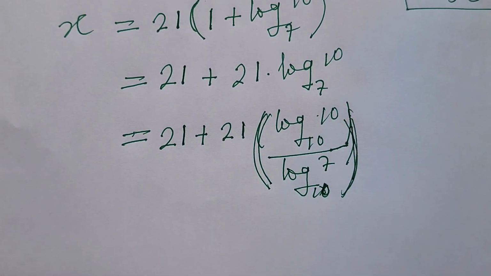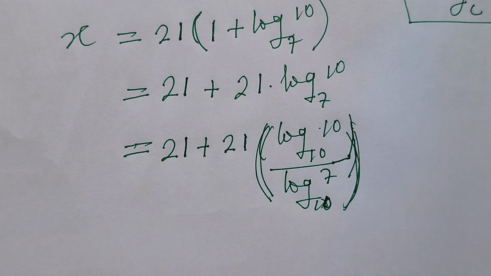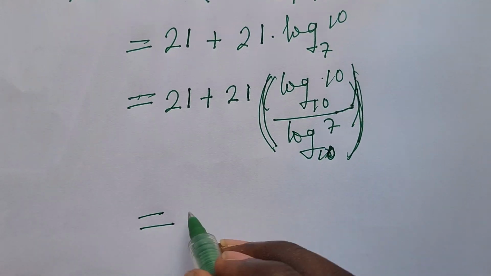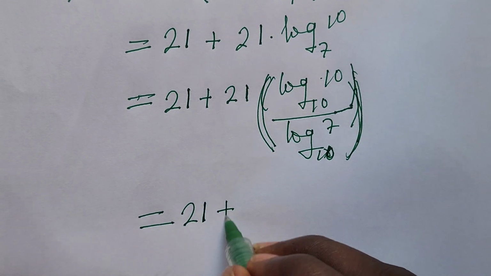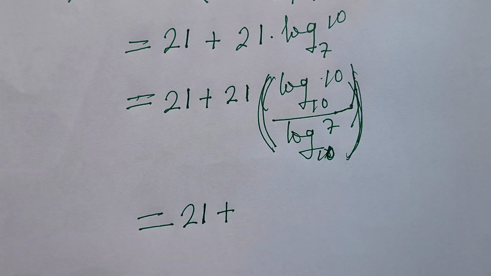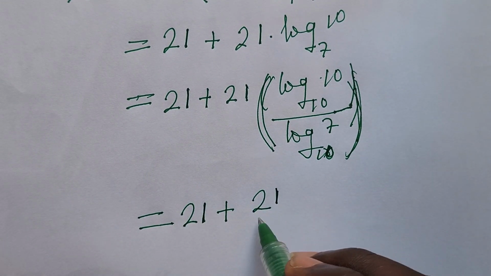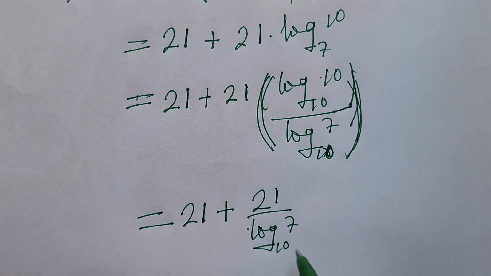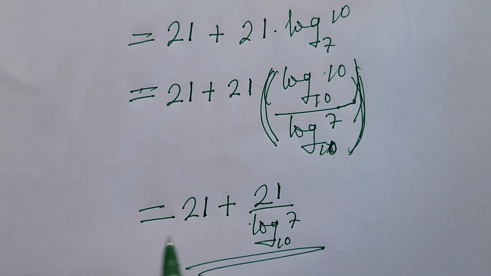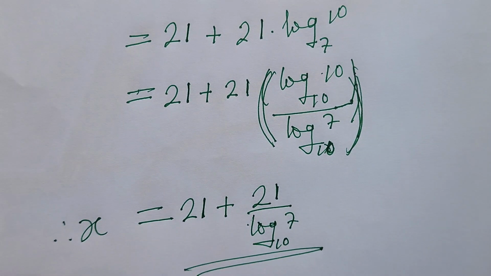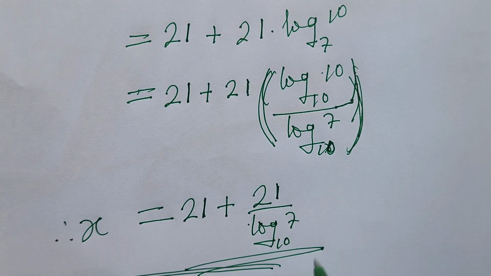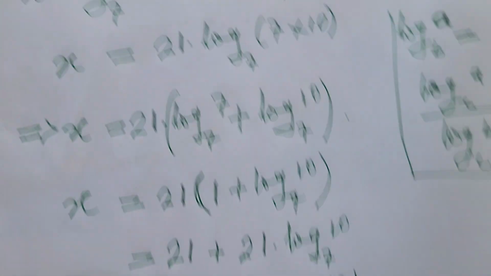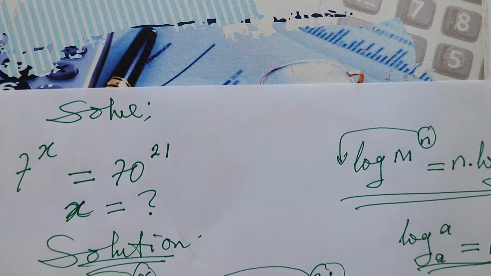Sorry. Okay, so from here, what do we do? Look at this, we're having log 10 base 10. So this will finally give us 21 plus, if we use this to open up, 21 all over log 7 base 10. So this is our final answer. Therefore x equals this, the value of x that will satisfy the original equation, which is this.